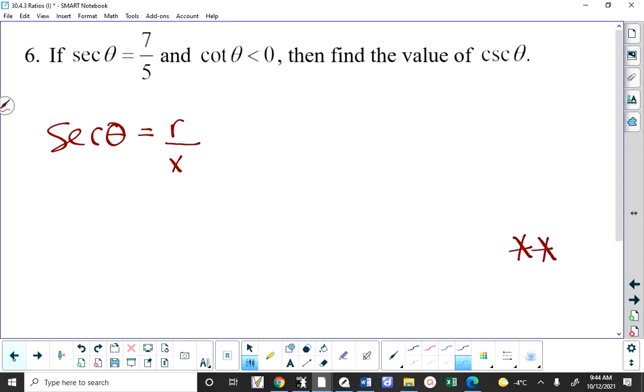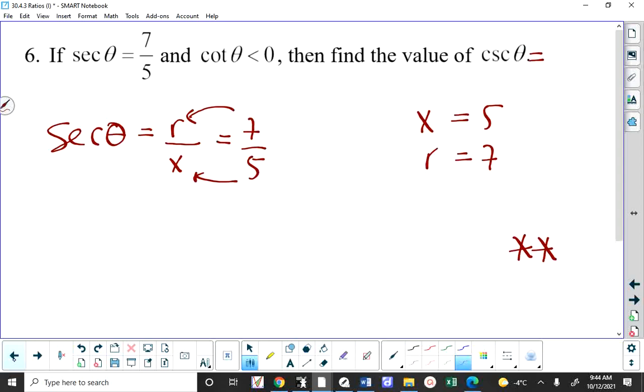Just a note for me. So that means that since secant is 7 over 5, I can associate r with 7 and x with 5. And there aren't any negatives to deal with here. So I know x is 5, r is 7. If I want to find cosecant, let's see.